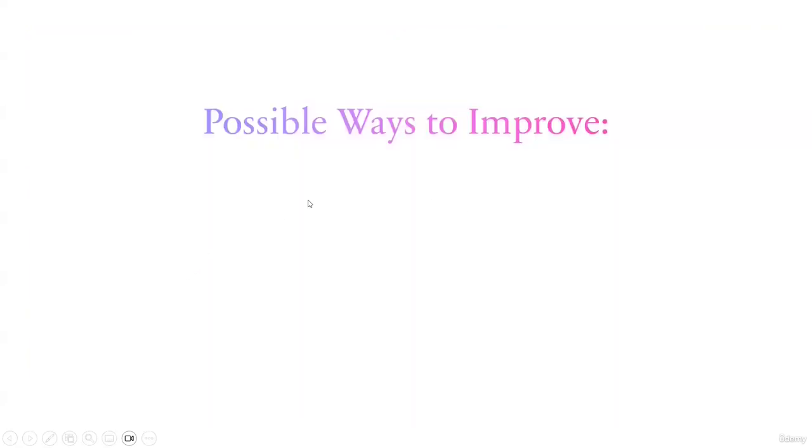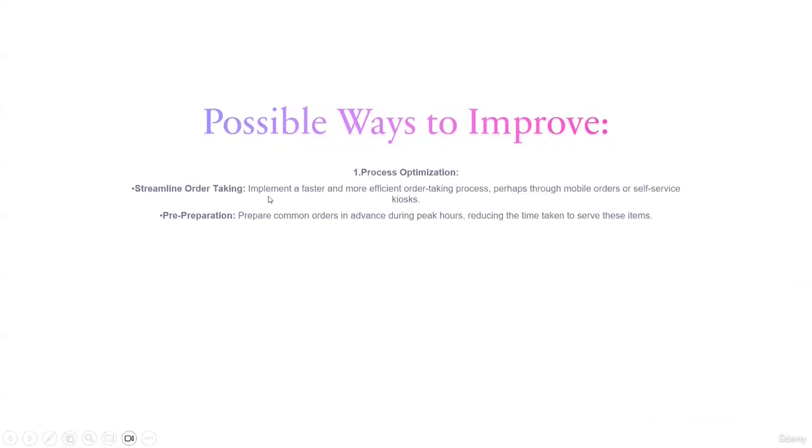So possible ways to improve. Now we'll see how we can improve the situation. Implement a faster and more efficient order taking process, perhaps through mobile orders or self-service kiosks. Pre-preparation, prepare common orders in advance during peak hours, reducing the time taken to serve these items. For example, in a coffee store, let's say regular coffee, everyone wants regular coffee. So I mean, that is a very common item. So if you keep those items already prepared, wait time is going to be shorter.